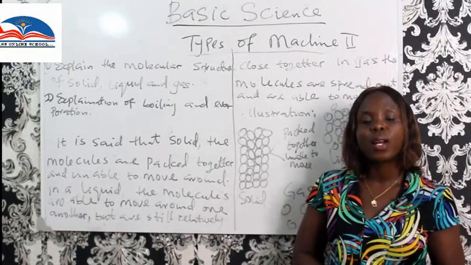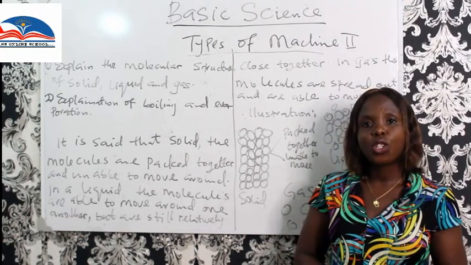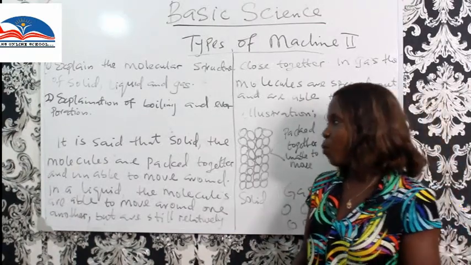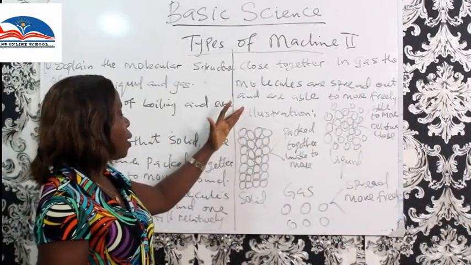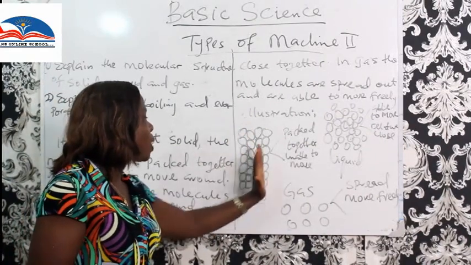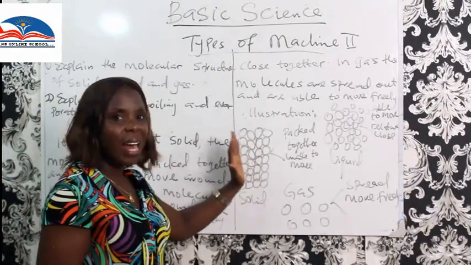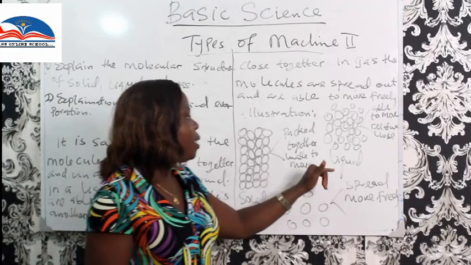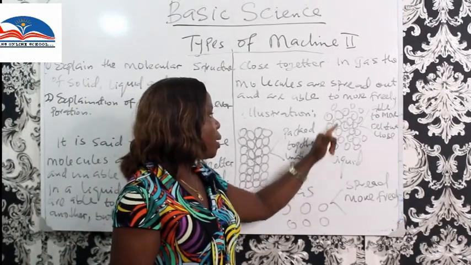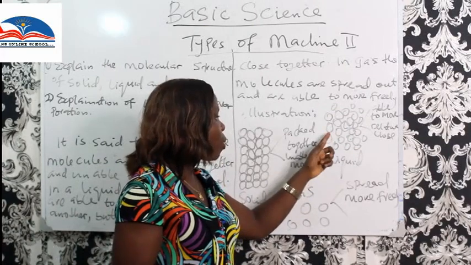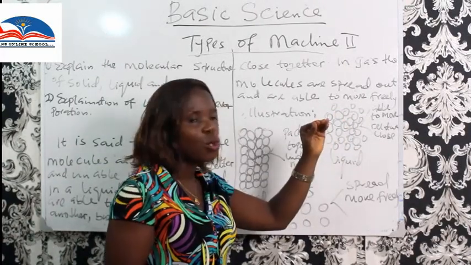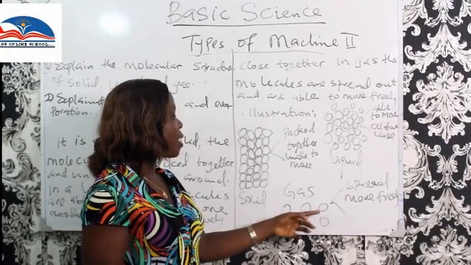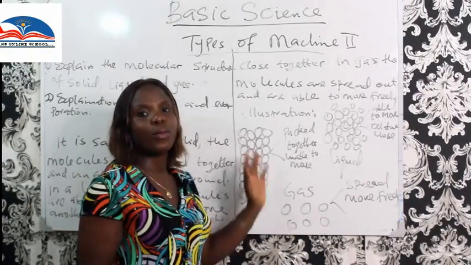Let's try and use a pictorial illustration to explain the structure of molecules in their gaseous form, solid form, and liquid form. This is solid. You see how it's packed together. It cannot interact. It cannot move because they are packed together. Now look at the liquid form of it. It's packed, but there are spaces that will help it to move a little. And then we get to the gas. You see there are spaces for the gas to move all around.